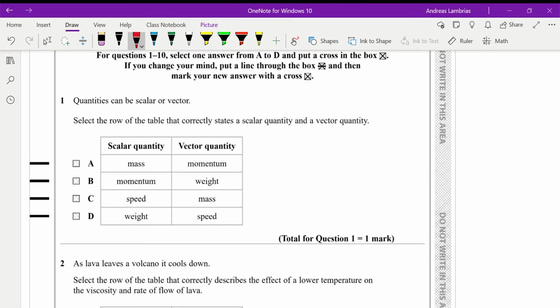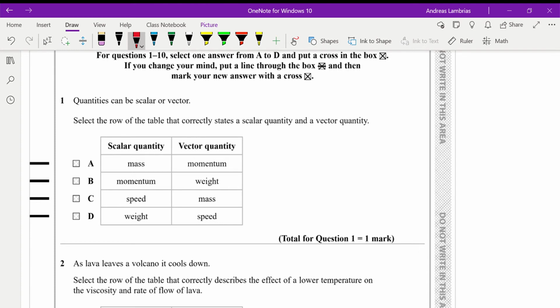So just a reminder that a scalar quantity is a quantity that has only magnitude and units, of course. And the vector quantity is a quantity that has also direction. So on top of magnitude and units, it has also direction.